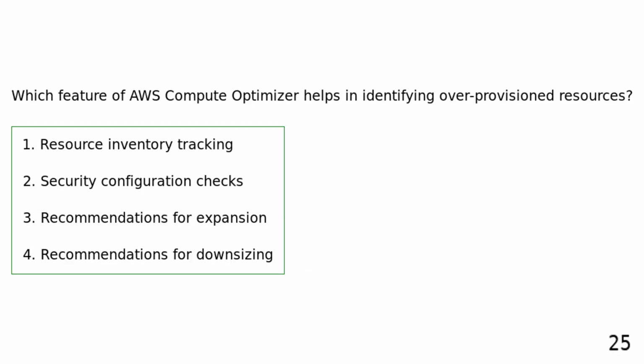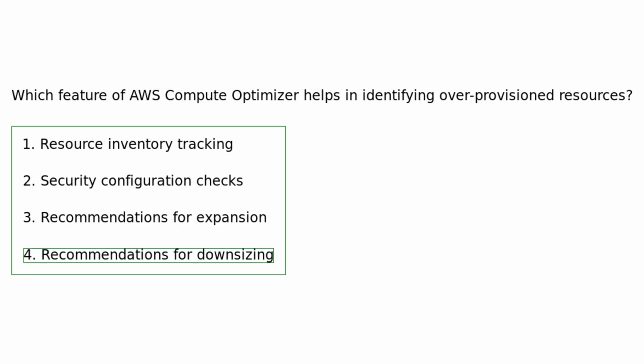Which feature of AWS Compute Optimizer helps in identifying over-provisioned resources? Resource inventory tracking. Security configuration checks. Recommendations for expansion. Recommendations for downsizing. AWS Compute Optimizer provides recommendations for downsizing instances, which helps in identifying over-provisioned resources and reducing costs.